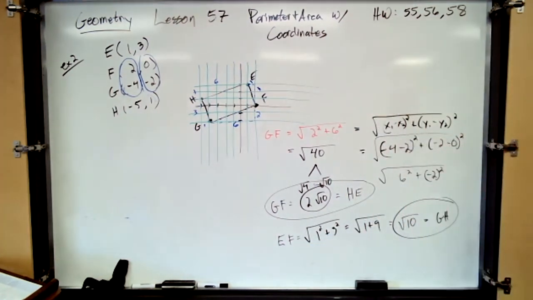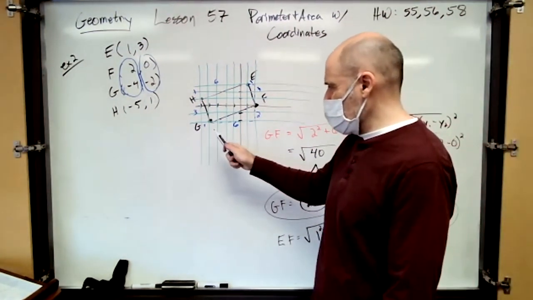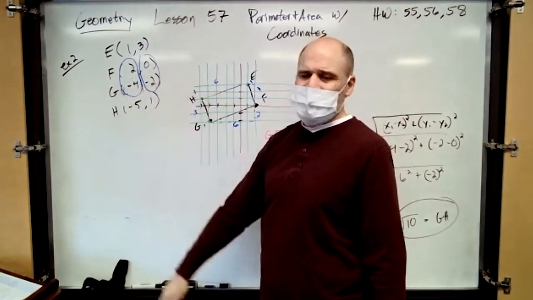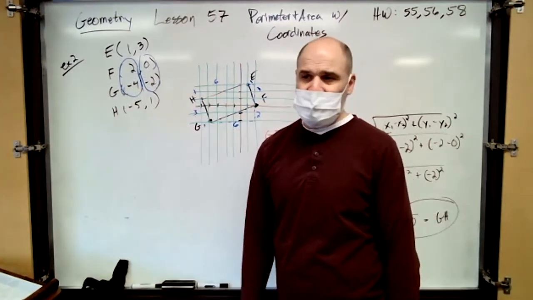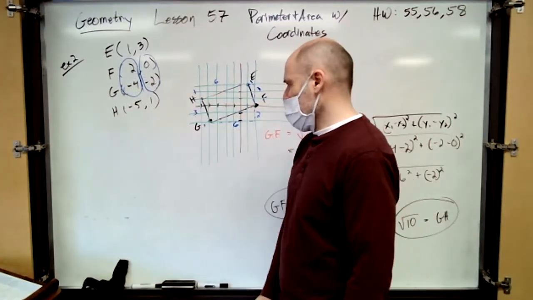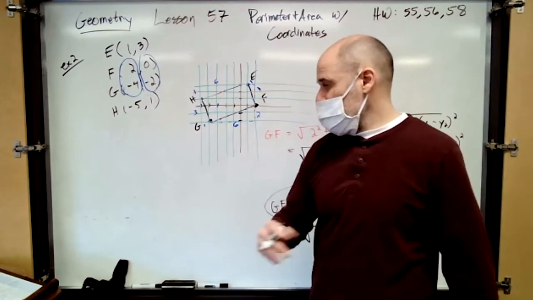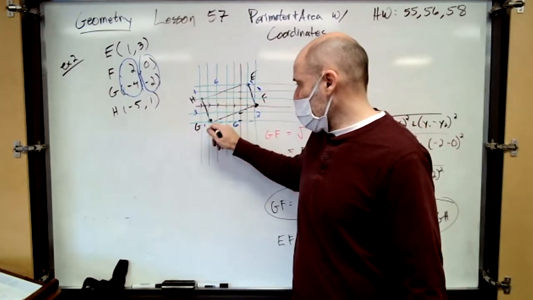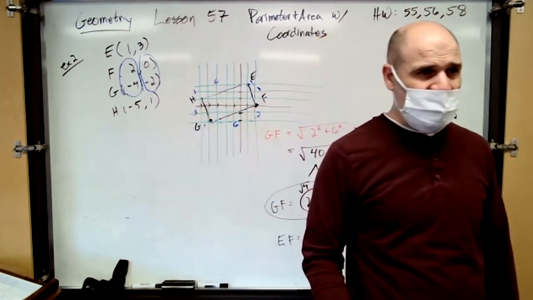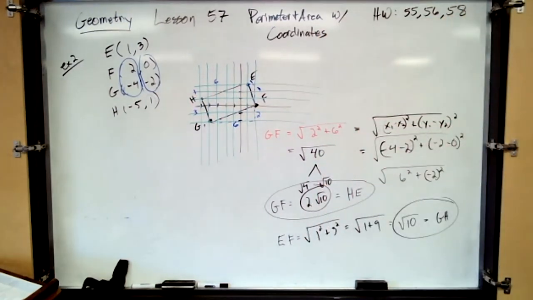Okay? So far, so good? You guys see how I got square root of 10? You can also use the distance formula by plugging those X values and Y values into the distance formula. I'm more of a visual person, so I like to draw my right triangle and just use the good old fashioned Pythagorean theorem. But you can do it however you want.